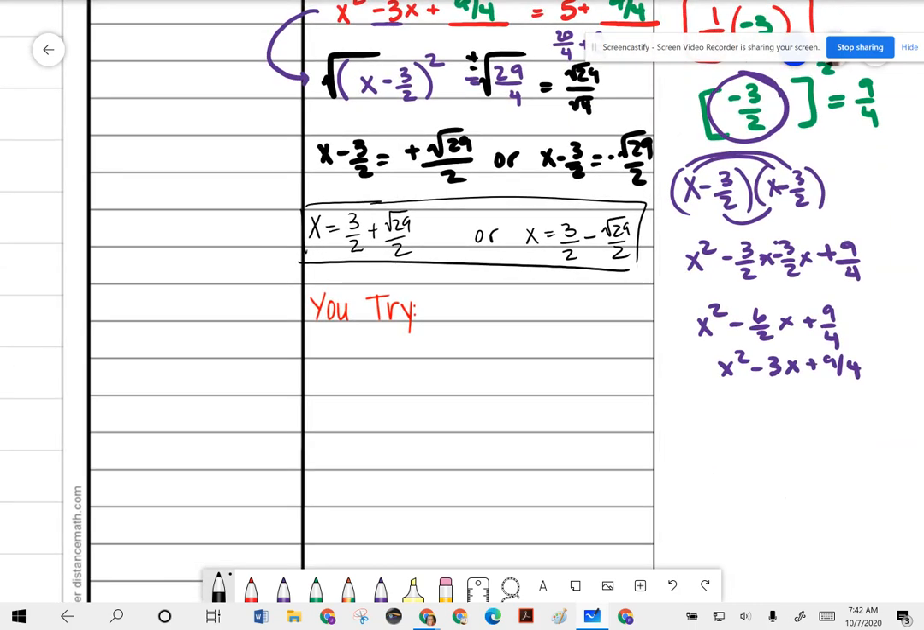All right, so I would like to do this you-try problem. It's not too difficult. X squared minus 6x equals 13. So pause the video and try to complete the square.